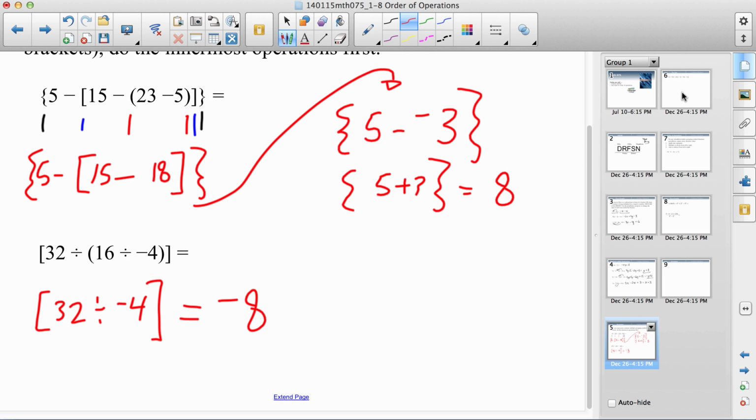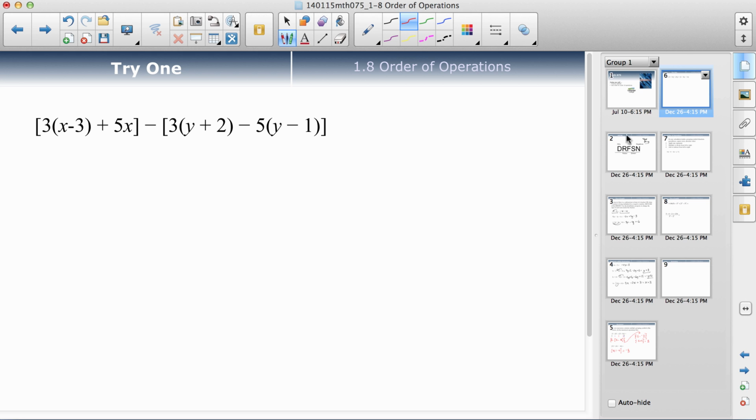Okay, here's another long one. Maybe try that one. Press pause and then come back and see how I do it. Okay, bracket, bracket, bracket inside. I can't really do anything there, but I could use the distributive property on that. So I'd be getting 3x minus 9 plus 5x. Notice I dropped those inner brackets.